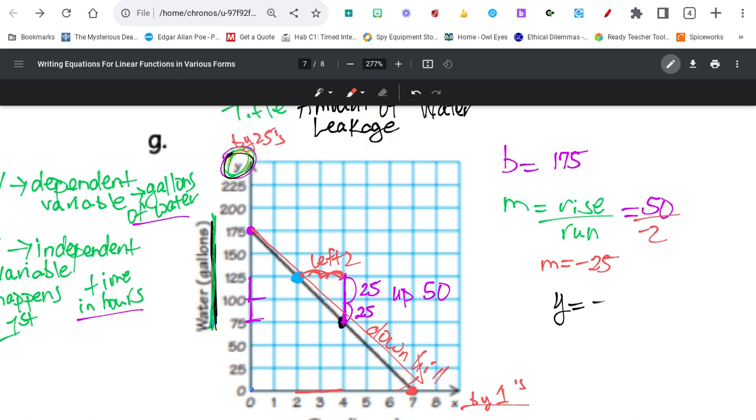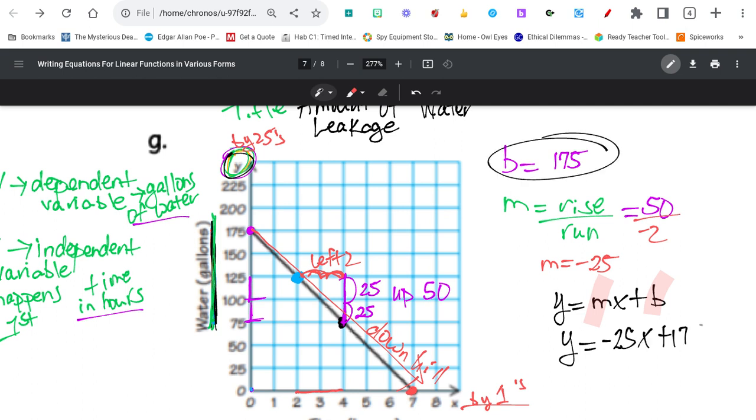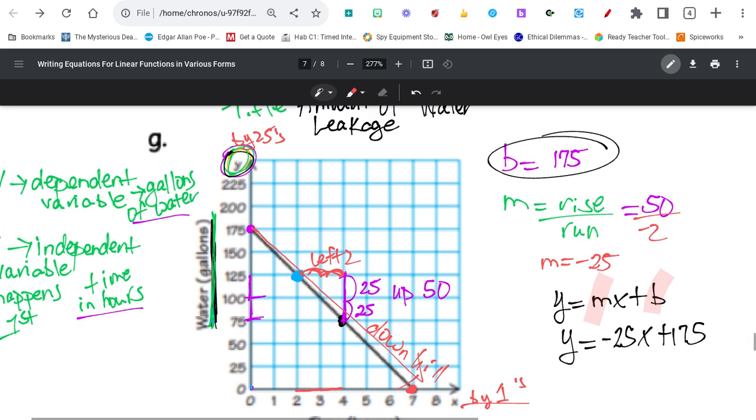The equation can be written in this form. Y equals mx plus b. You're going to be replacing m and b. So m is negative 25 attached to the x, and b is positive 175. Now let's talk about what that means.